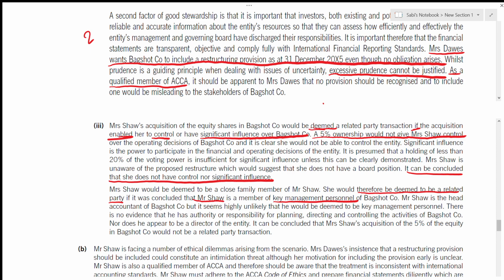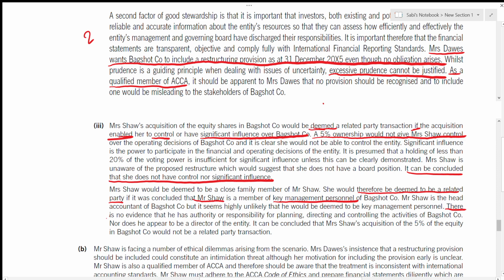So, now let's see. Mr. Shaw is the head accountant of Backshot Company, but it seems highly unlikely that he would be deemed to be a key management personnel, right? This is not likely to be a key management personnel. There is no evidence, right? You need to mention this. There is no evidence. These words you can write. You are free to write these words.